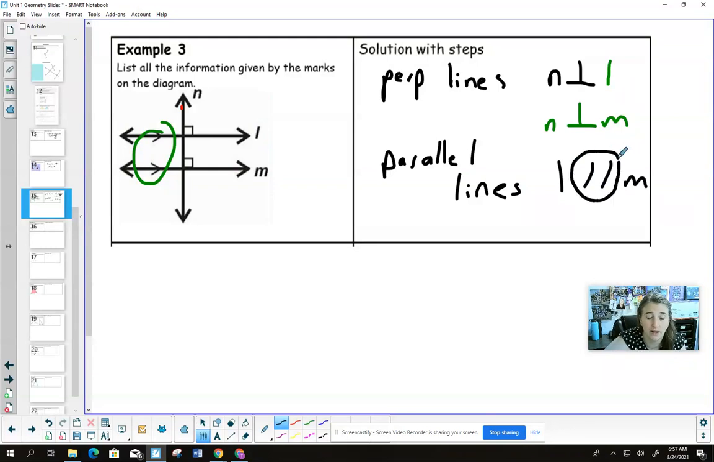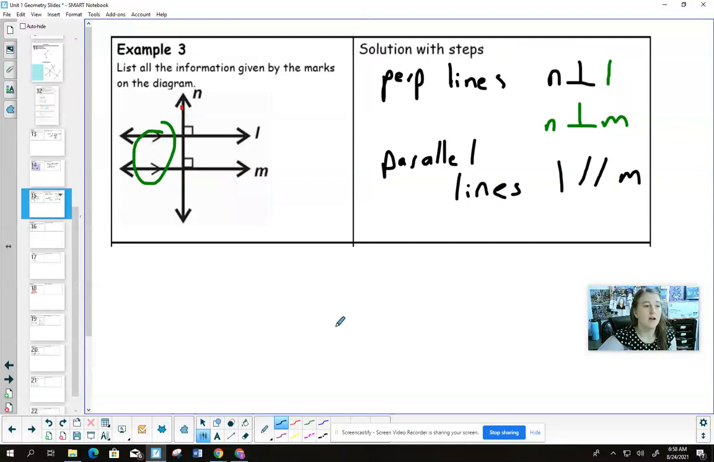So this is the symbol for parallel. It's just kind of 2 slanty lines. Parallel to M. So this means perpendicular, that these 2 lines are perpendicular to each other. This means these 2 lines are parallel.